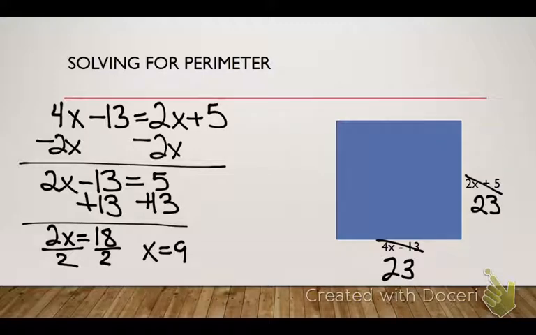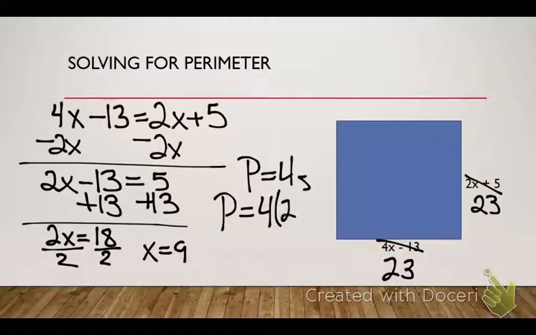So now, what can I do to find the perimeter? Multiply it by 4. Very good. Perimeter equals 4 times the side length. Perimeter equals 4 times 23. And perimeter equals 92 units.